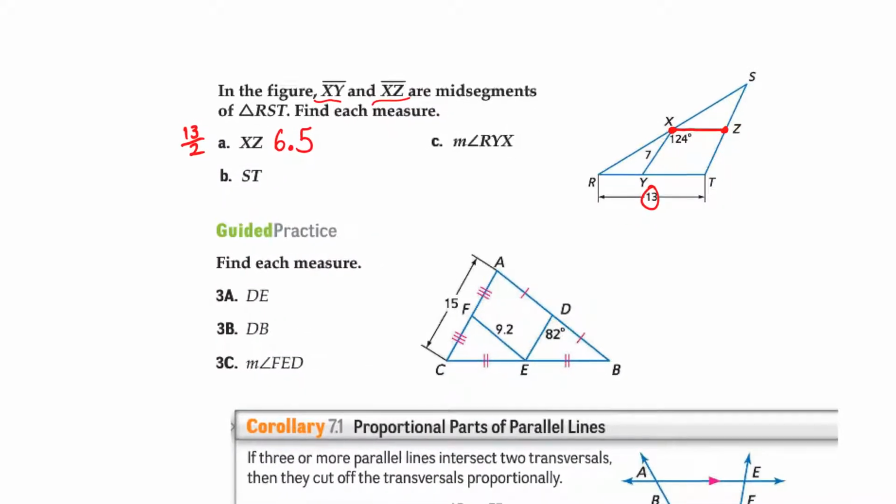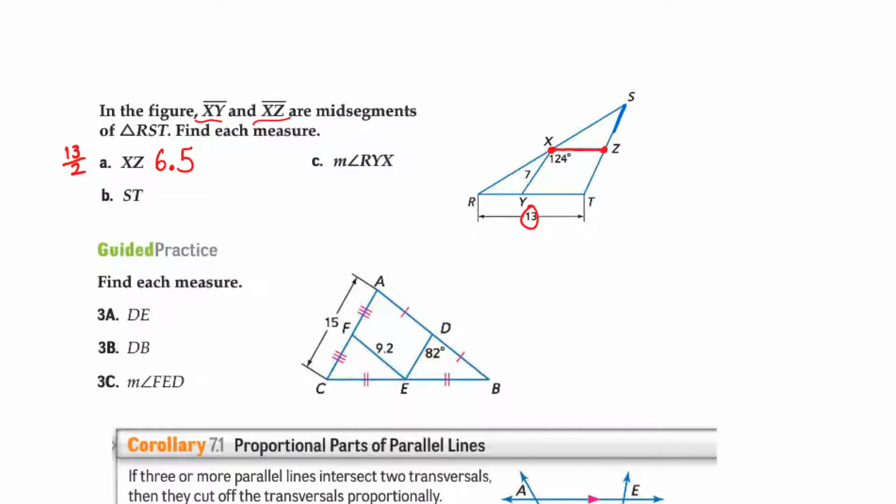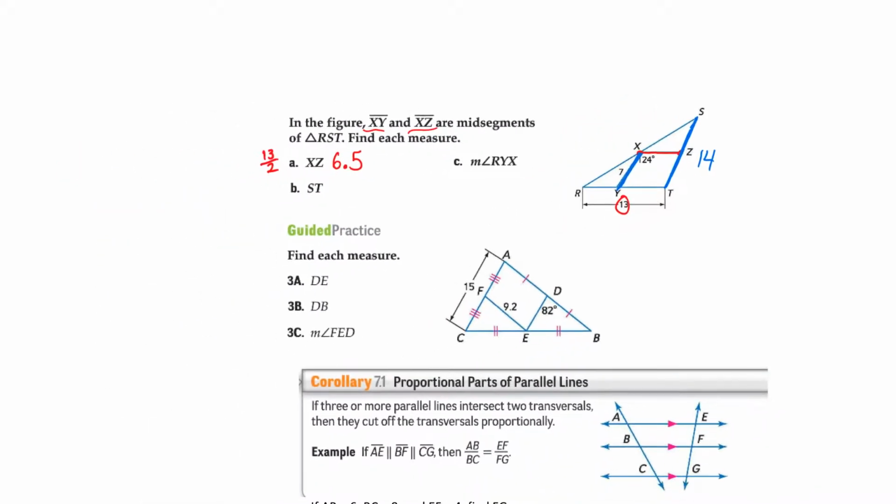B asks for the length of ST, so that's this whole side over here. What's the mid-segment parallel to that one? XY, right? This is the one parallel to that. Now I'm going the opposite direction. I know the mid-segment is 7 in length, so how long is the side it's parallel to? It's got to be twice that, so ST is just 14.